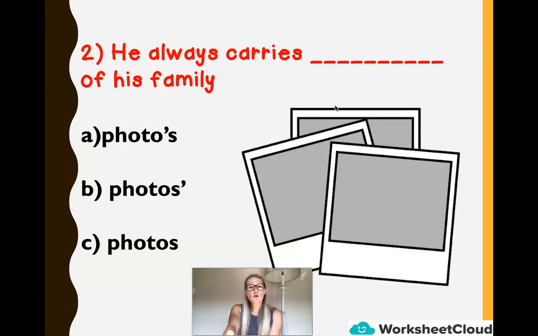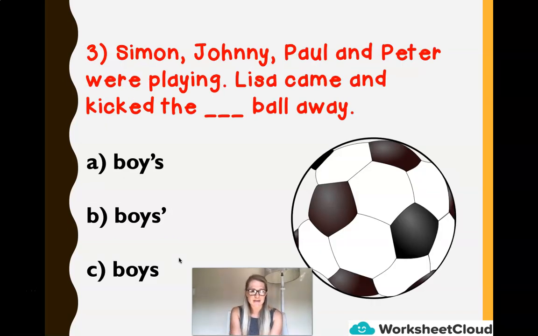Number 2, he always carries photos of his family. Which photos is correct? Is it A, photo apostrophe S? Is it B, photos with the apostrophe at the end? Or is it C, photos? He always carries photos of his family. Right, it happens to be C, because this just talks about the plural, one photo, many photos. There's no possession or belonging. There's no contraction. So it is just the plural of the word photo, and we simply write an S at the end.